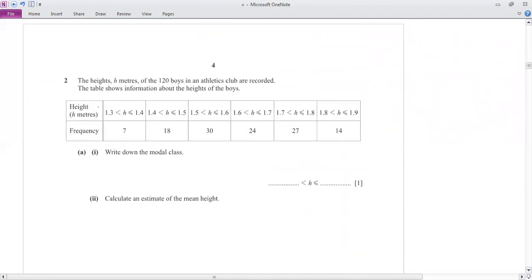Move to this one. The height in meters of 120 boys in an athletic club are recorded. This is height in meters. This is their frequency. These are the groups. We have to write down the modal class. So you know what is the meaning of the modal class?